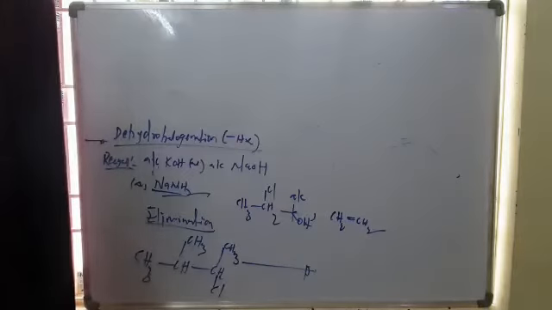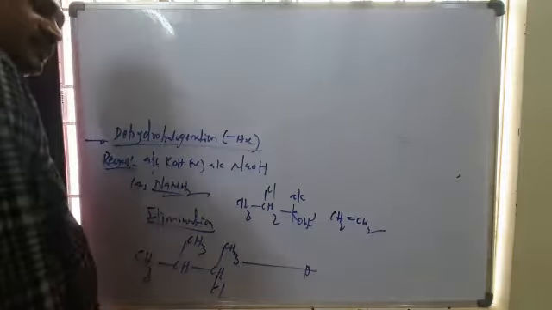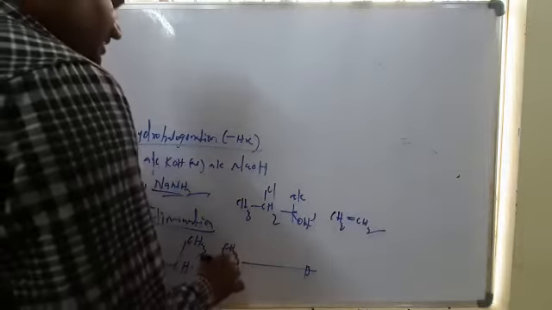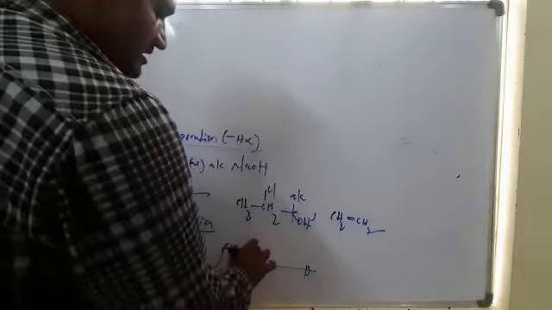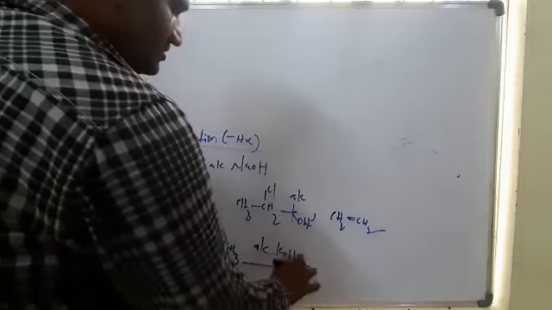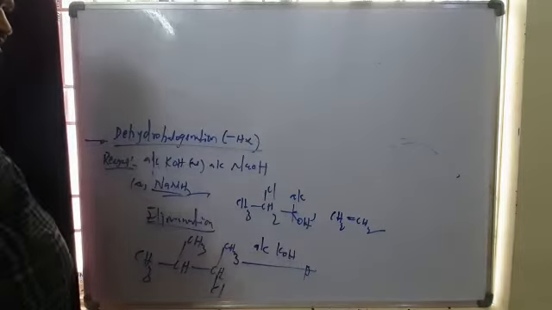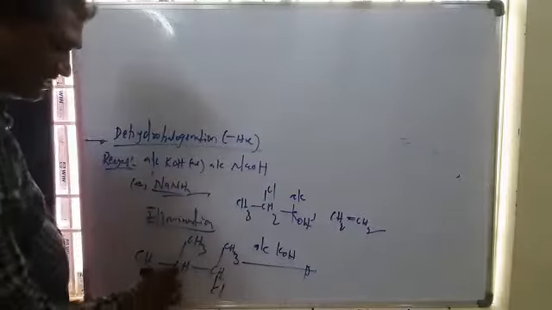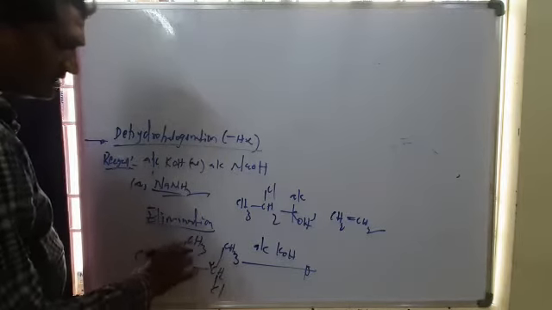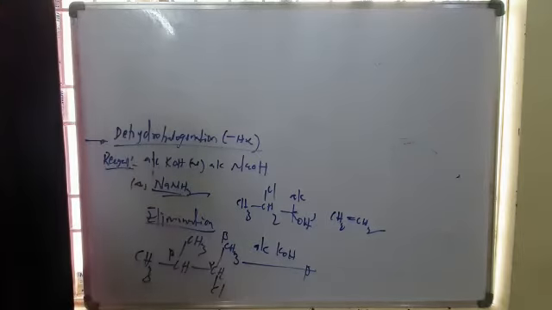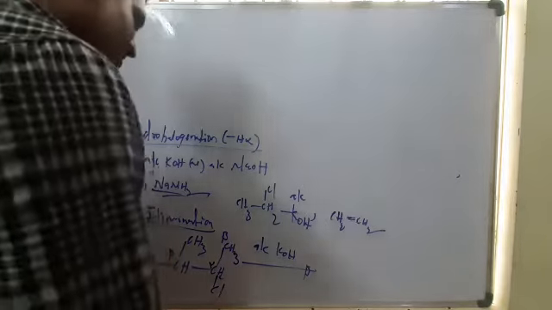For this reactant, if you use alcoholic KOH, the more stable, more substituted alkene is formed. With respect to this carbon, this is alpha, this is beta, this is beta. So beta hydrogen and alpha chlorine will be eliminated, giving the stable product.